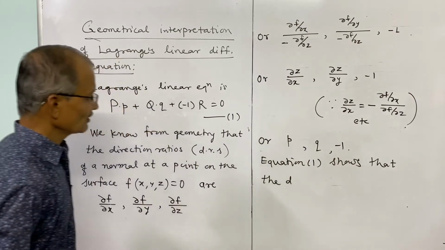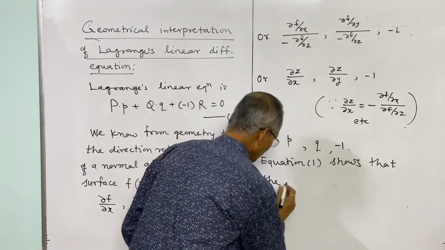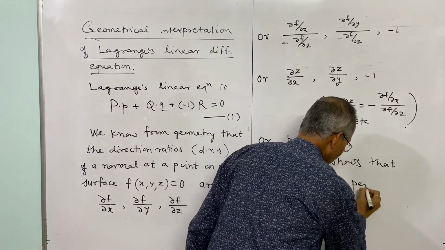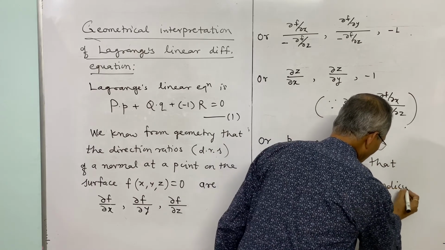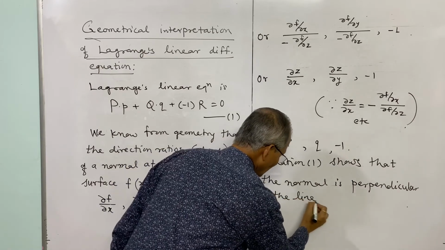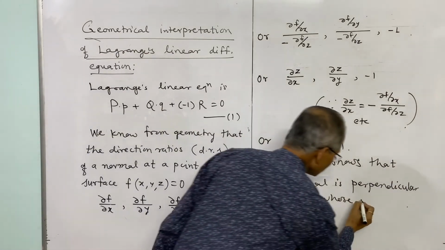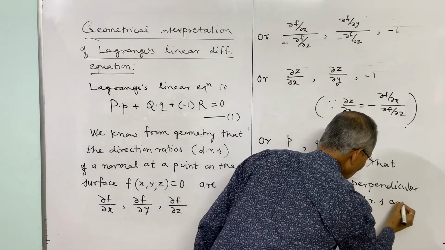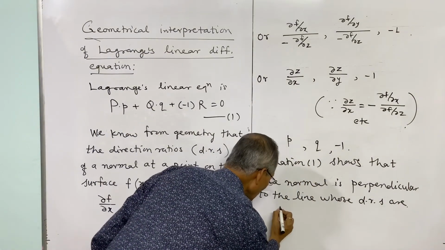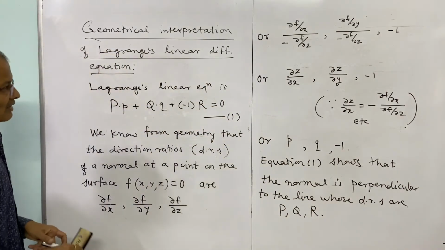This shows that the normal to the surface is perpendicular to the line whose DRs are capital P, capital Q and capital R. These are the DRs of the normal, and that is perpendicular to the line whose DRs are capital P, capital Q and capital R. So this is one result that we have.